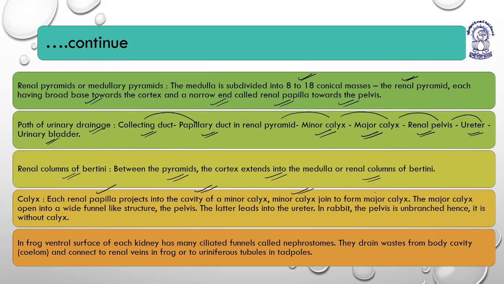Each renal papilla projects into the cavity of minor calyx. Minor calyx join to form a major calyx. Major calyx opens into a wide funnel-like structure, the pelvis. The latter leads to the ureter. In rabbit, the pelvis is unbranched, hence it is without calyx. So in rabbit, calyx is absent.